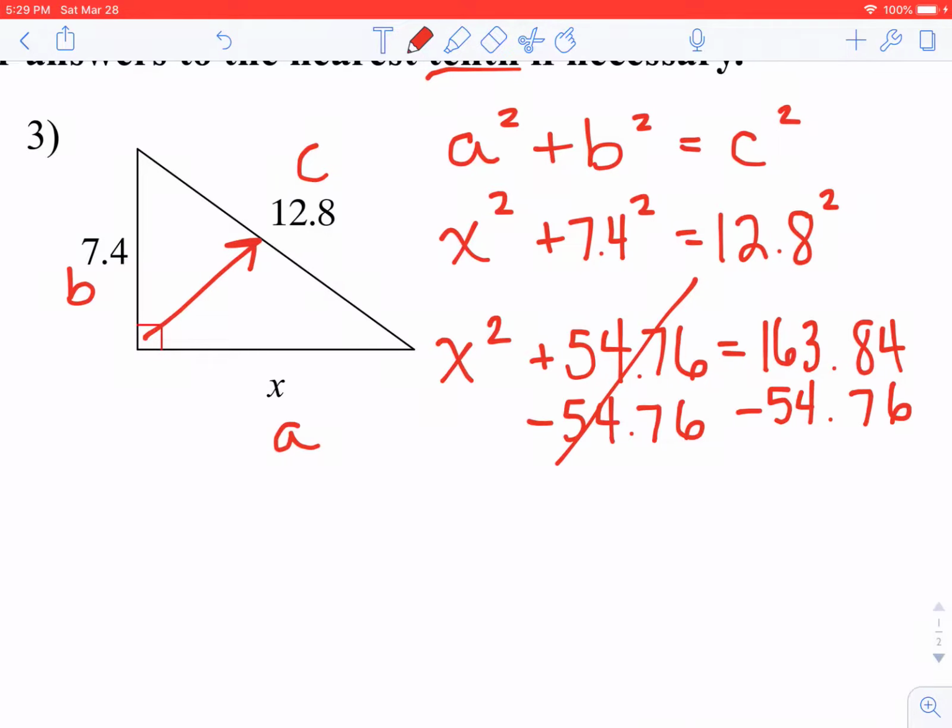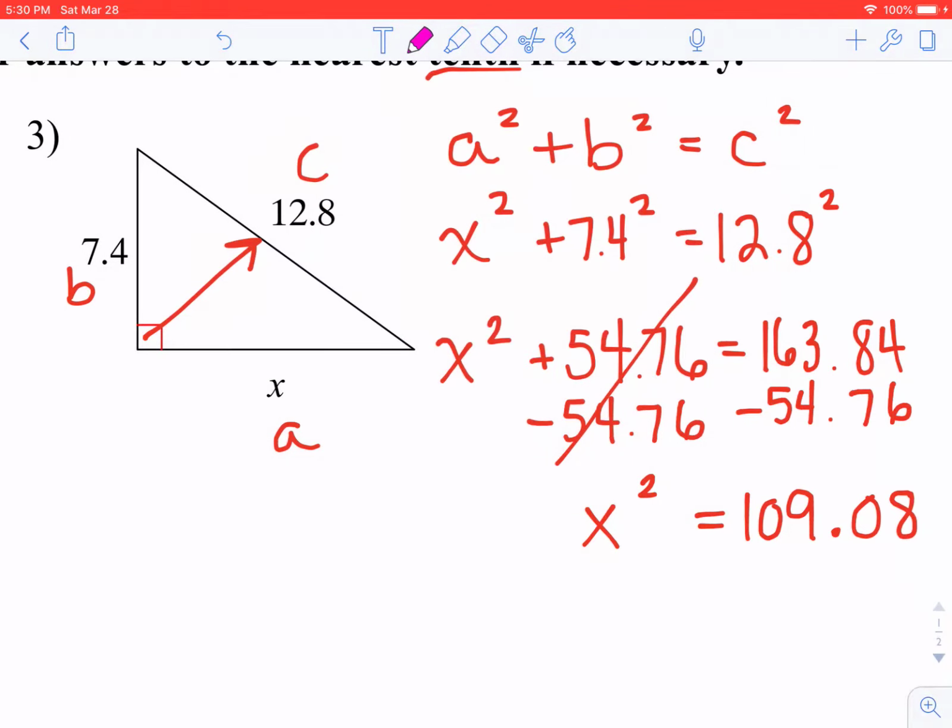These go away on the left. I still have an x squared on the left. I bring down my equal sign, and on the right, I subtract. Always do the bigger number first. 163.84 minus 54.76 equals, this is what I'm getting in my calculator, 109.08. Notice how I'm waiting to round to the nearest tenth at the very end. I'm not doing any rounding while I'm solving.